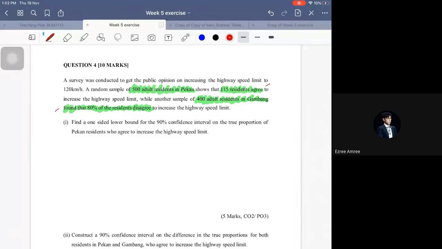So question number 1, it says find a one-sided lower bound. So again, this is one-sided lower bound. So alpha, you don't have to divide it by 2. It's simply going to be alpha. So it says for the 90% confidence interval on the true proportion.